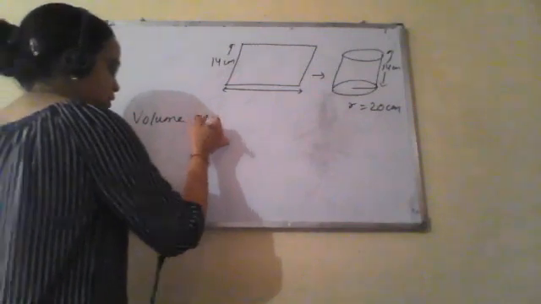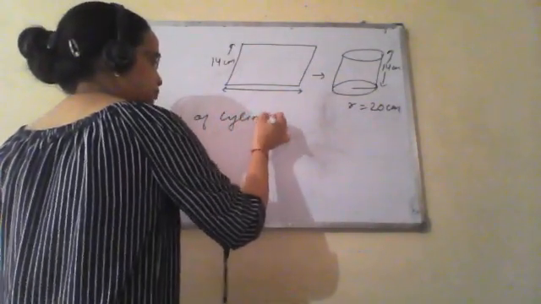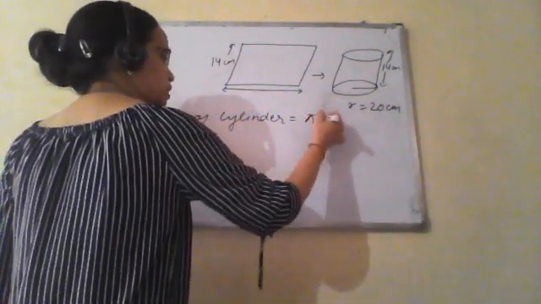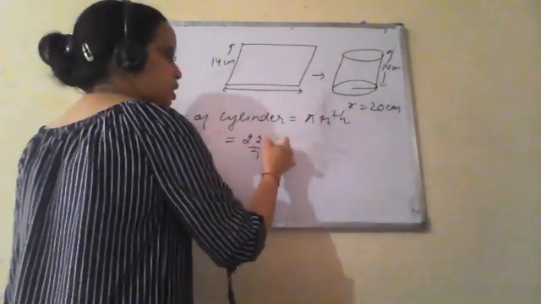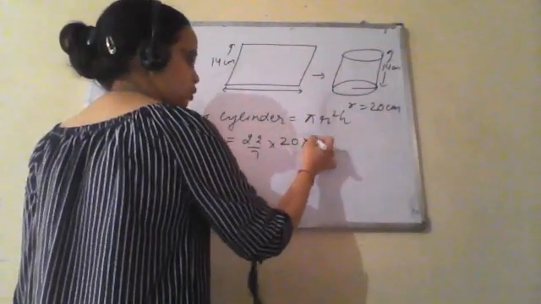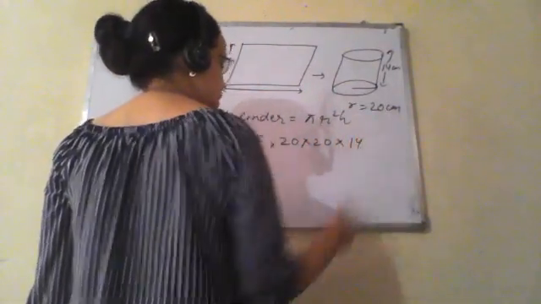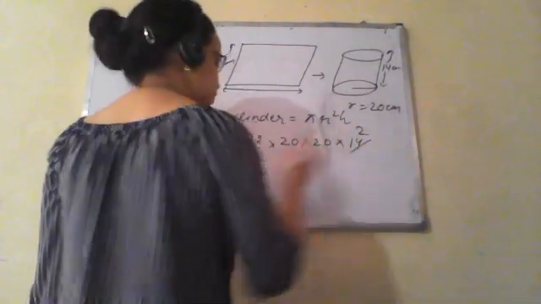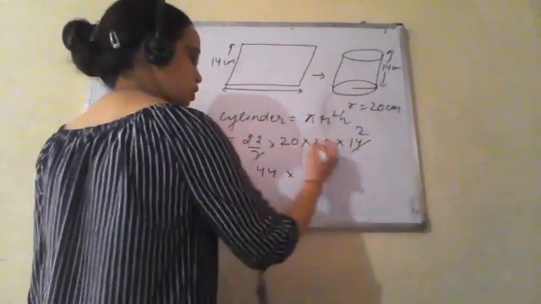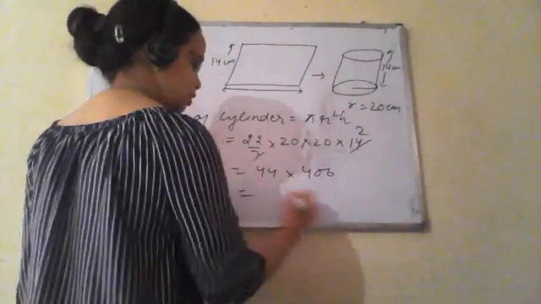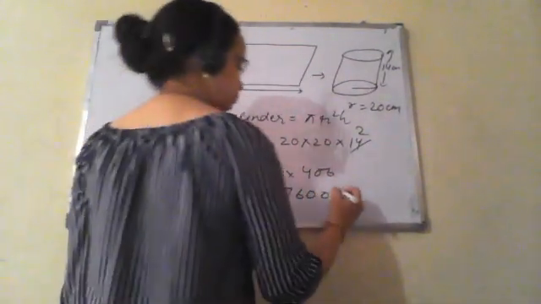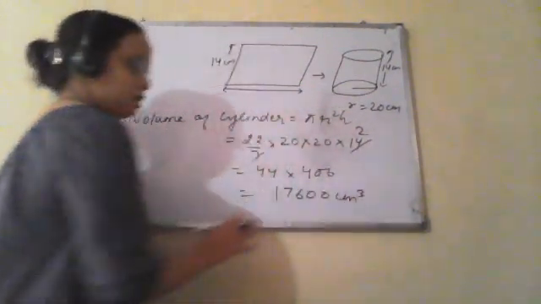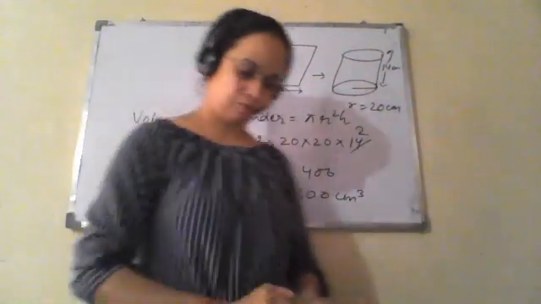Volume of cylinder equals pi r square h. So what is pi? This is 22 by 7. R is 20 square, so 20 into 20. H is 14 centimeters. So it is 44 into 400. So this becomes 17,600 centimeter cube, which will be the volume of the cylinder formed after rolling the rectangular sheet.